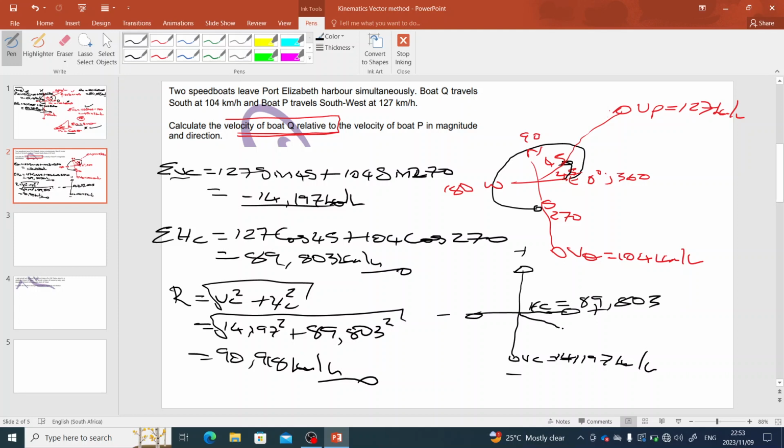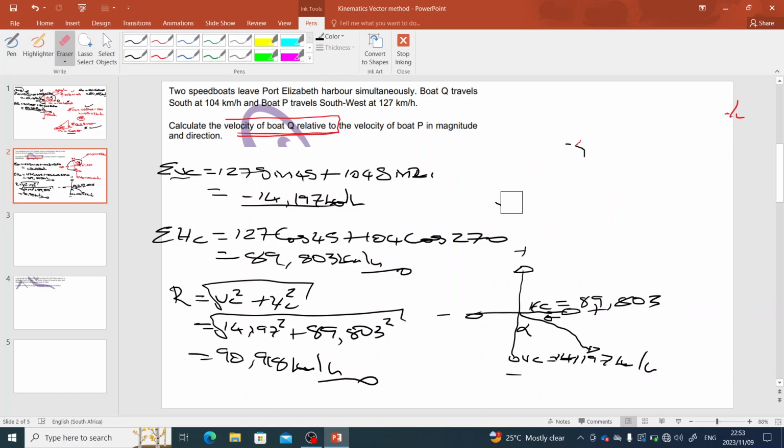That means this is where my resultant would be. Now, it's up to you if you calculate alpha or theta, it doesn't matter. In calculating the direction, you will use a trigonometric function, but in this case, we will be using tan.